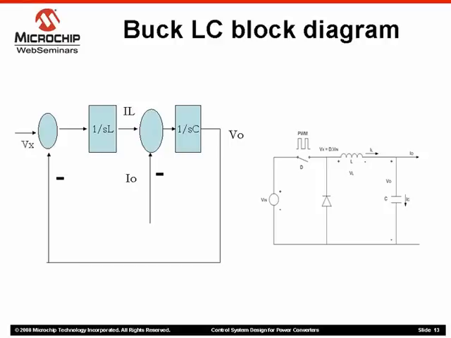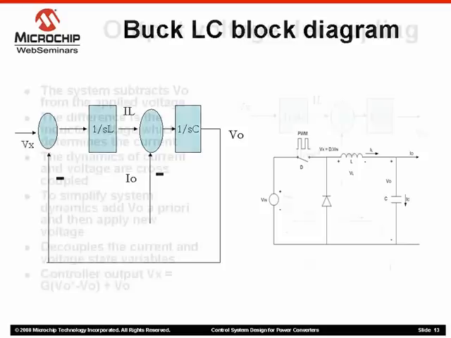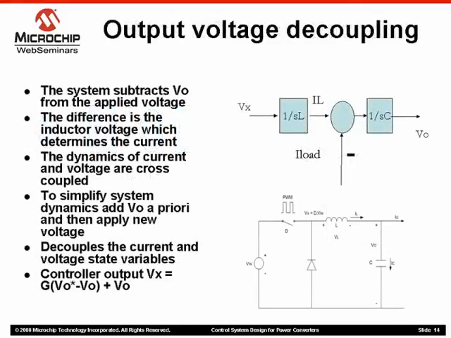So as you see, nature provides us a feedback from V0 which gets subtracted from Vx. Since we are trying to control V0, this natural feedback acts to complicate things. Therefore, it may be desirable to take care of this a priori. This process is called output voltage decoupling.